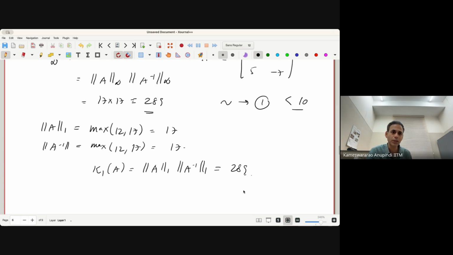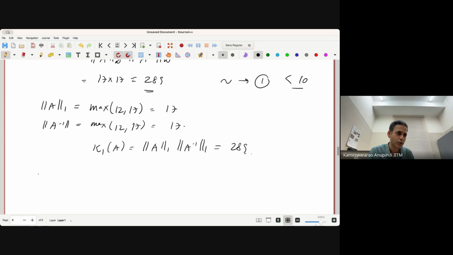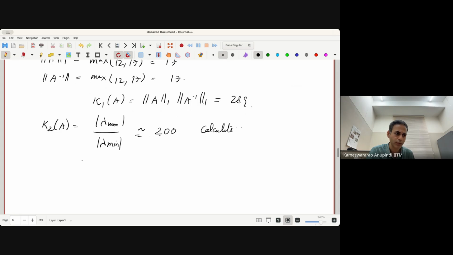Okay. Now, you can also calculate the eigenvalues of this problem. And then calculate the K2 of A to be lambda max divided by lambda min. That will also come out to be around 200. That you can calculate, so this you can calculate later. So how do I do that? We have this matrix. So A minus lambda I equal to 0.